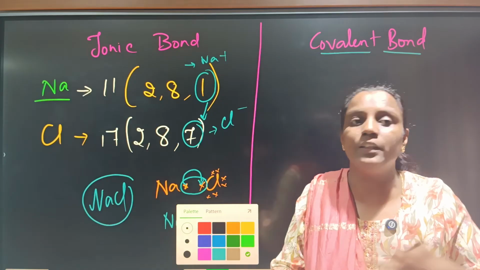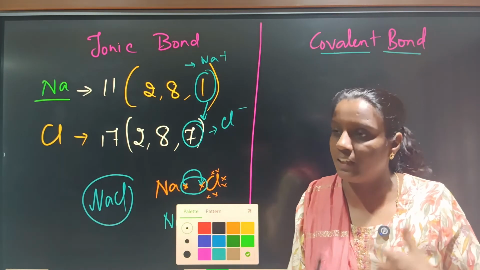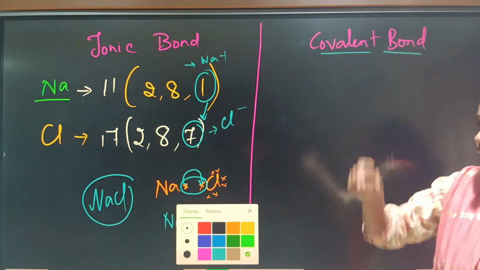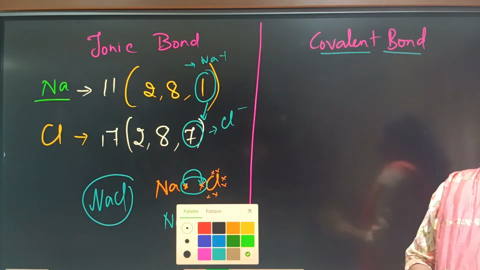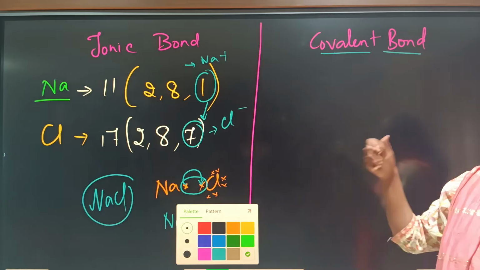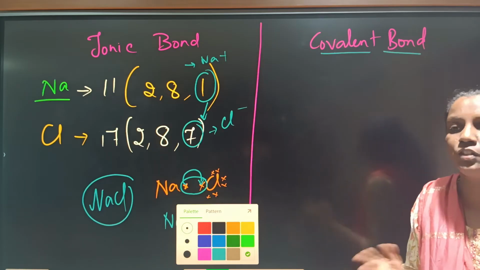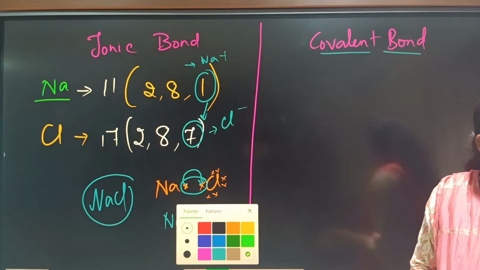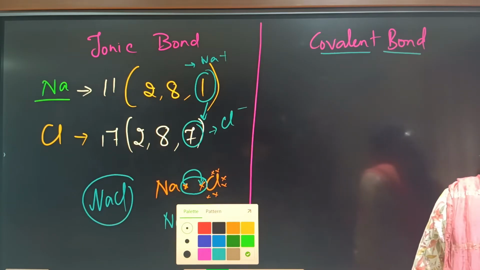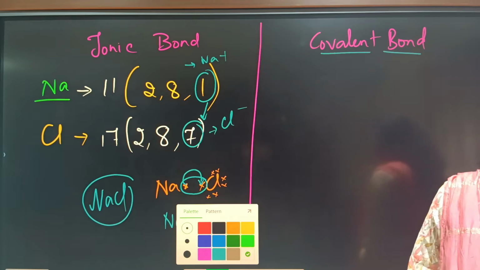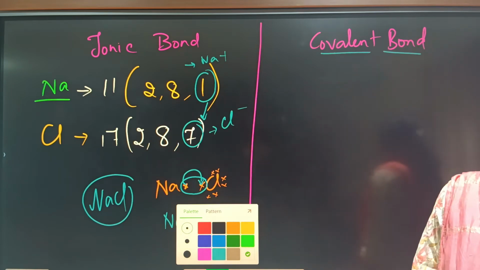So whenever they require it, they are going to share it. In the same way, in chemistry, in chemical bonding also, there are some elements which are going to share electrons, and after sharing the electrons they build bonds. Such bonds we call covalent bonds.